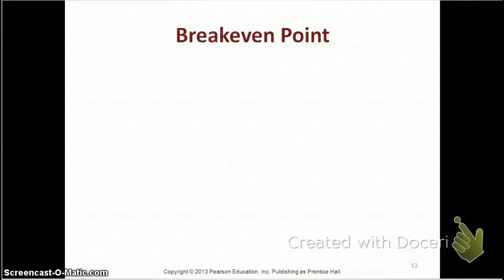Let's take a look at break-even point for a company. We'll take a look at what the break-even point is, how we can take a look at it graphically, and how to calculate the break-even point for a company. The break-even point is a sales volume where a company makes no profits and no losses. So it just breaks even.